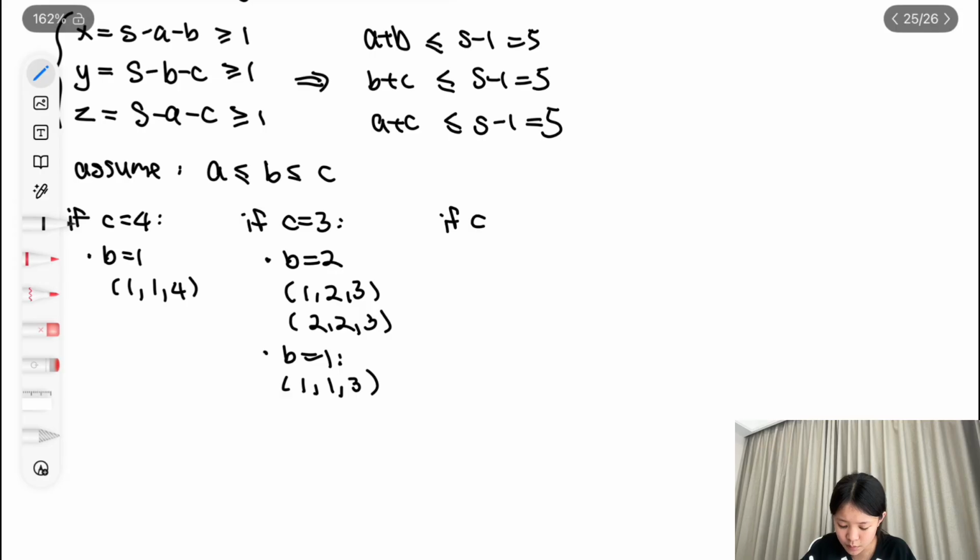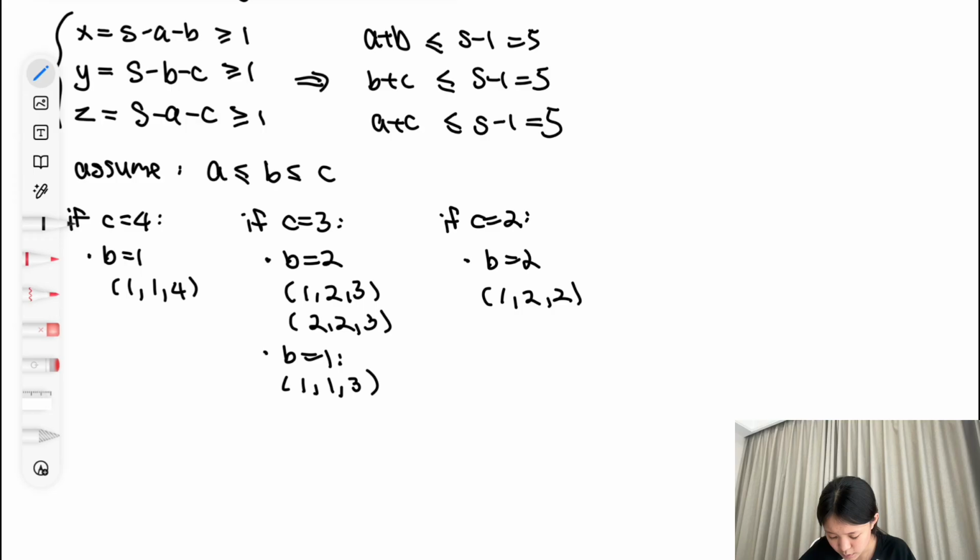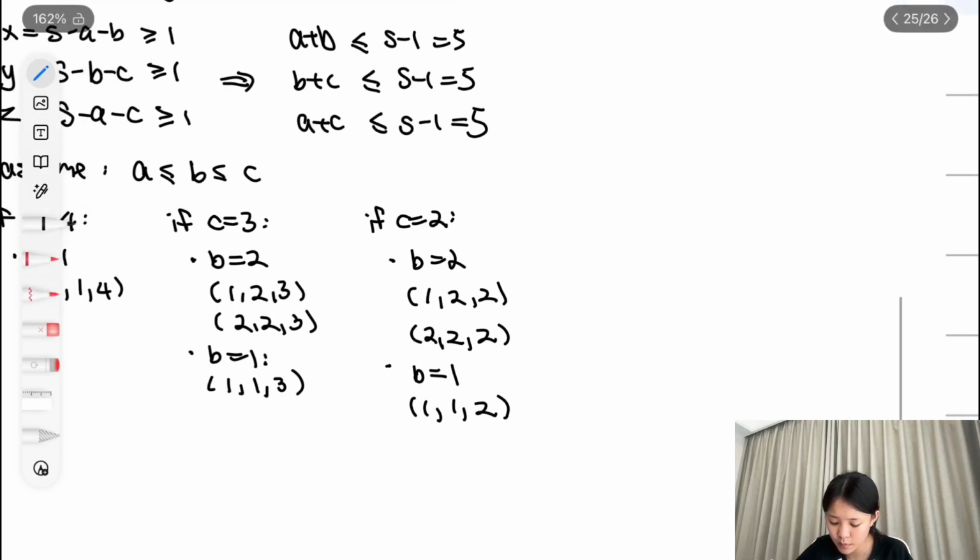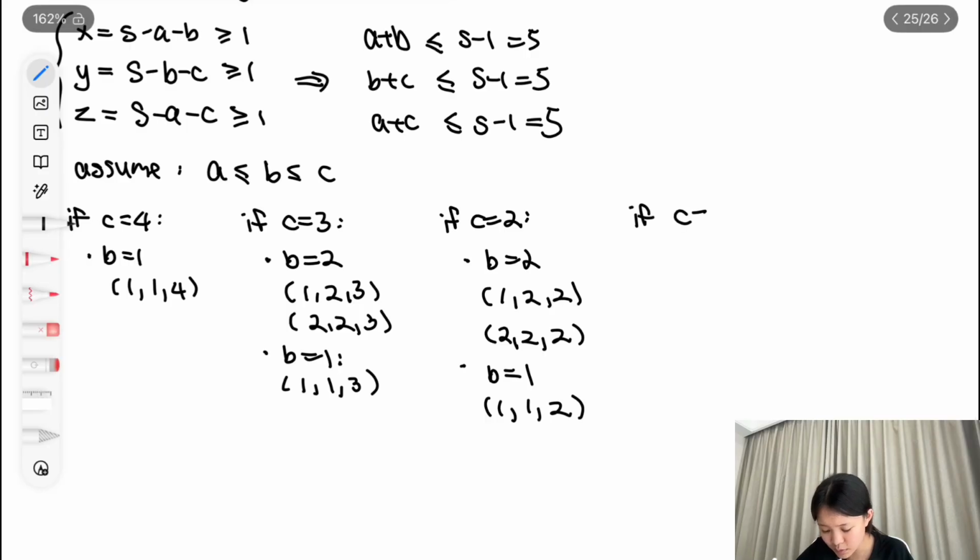If C equals 2, if B equals 2, we get 1, 2, 2, and then same thing here, 2, 2, 2. If B equals 1, we get 1, 1, 2. And finally, if C equals 1, then B has to equal 1, and we get 1, 1, 1.